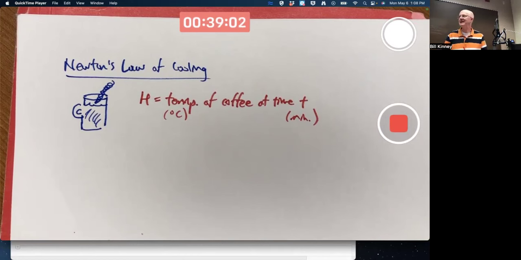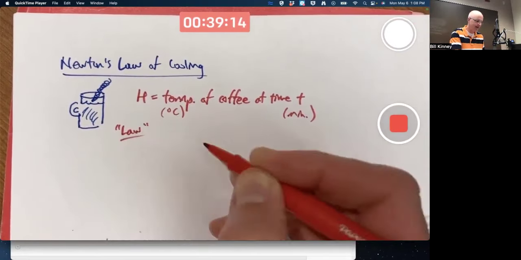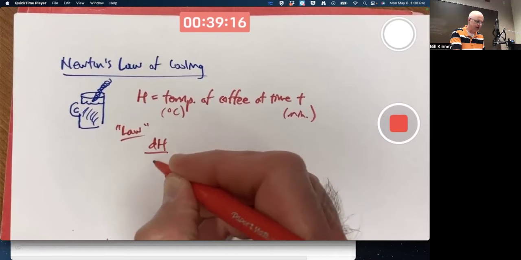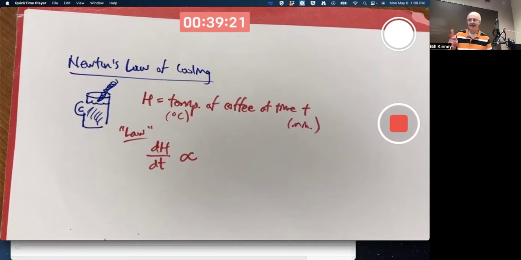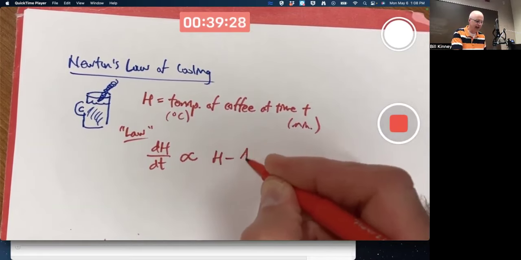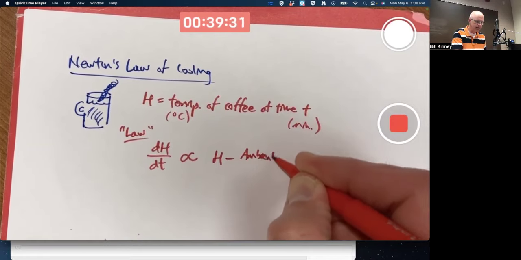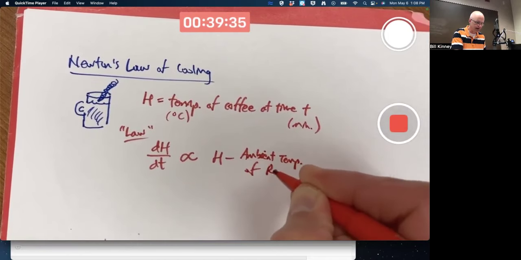Those are the variables, H and t. Is there a parameter? Yeah, it's going to be a constant of proportionality. The law, so to speak, is that the rate of change of the temperature is proportional to, this is a little tricky, and it doesn't matter what units you use, it's going to be proportional to the difference between the temperature itself and the ambient temperature of the room that you're in.